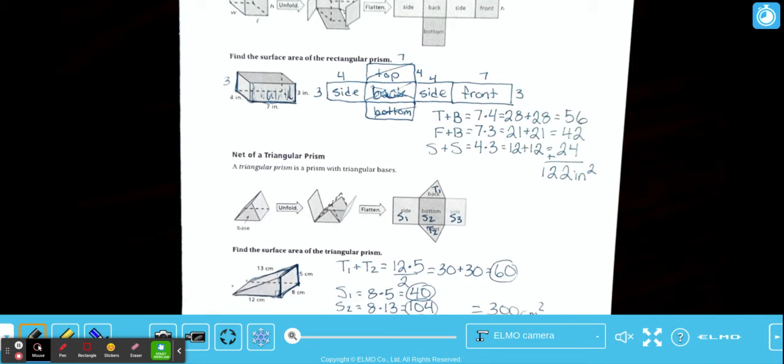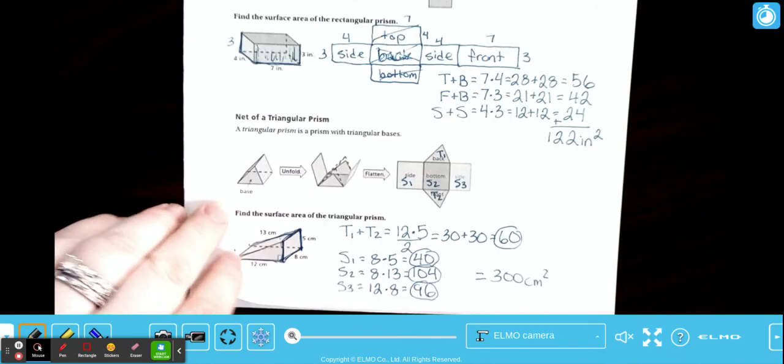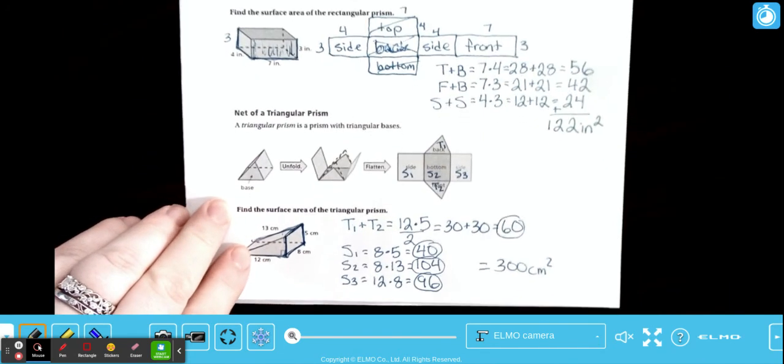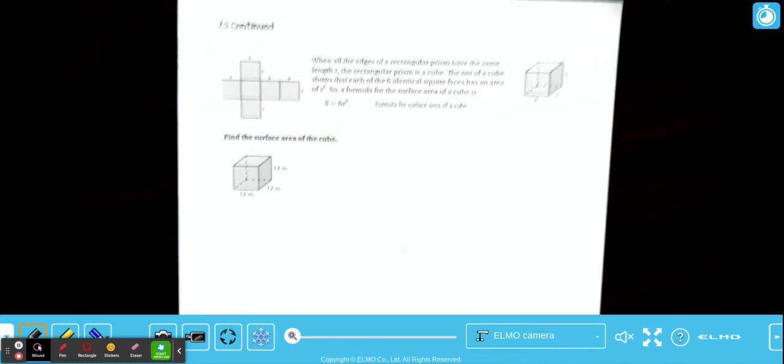Okay, there should be a second page to your notes. I'll leave this up here for a second to make sure everybody gets caught up on this. All right, anybody need more time on this one?